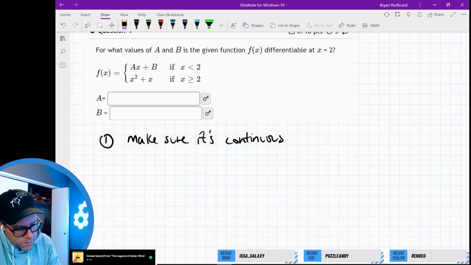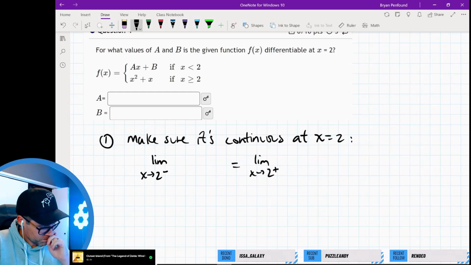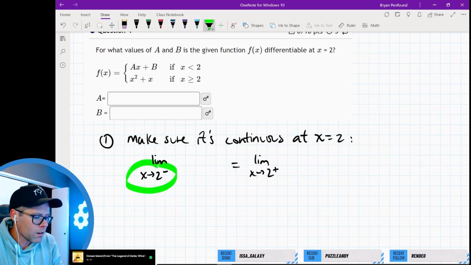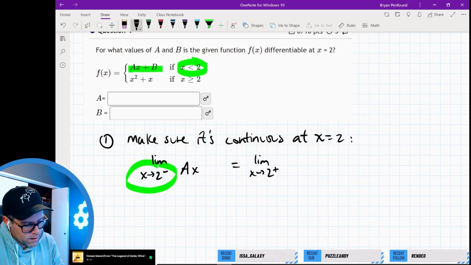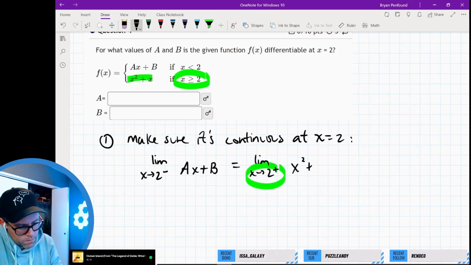And we want it to be continuous at x equals 2. So that means we need the limit as x approaches 2 from the left side to be equal to the limit as x approaches 2 from the right side. For values slightly smaller than 2, we're working here, so we have our ax plus b. And for values that are slightly bigger than 2, we're going to be working with x squared plus x.